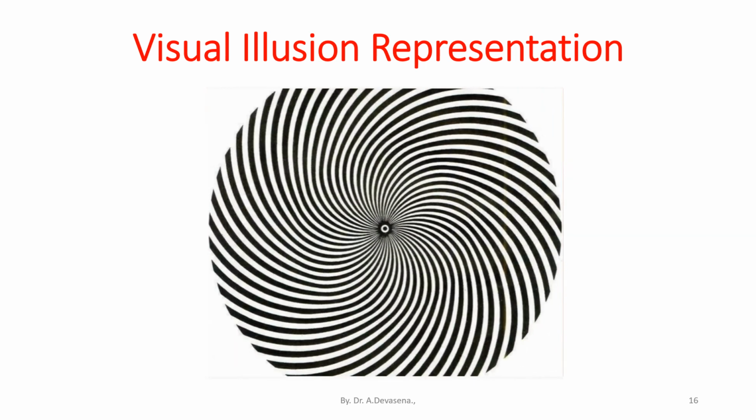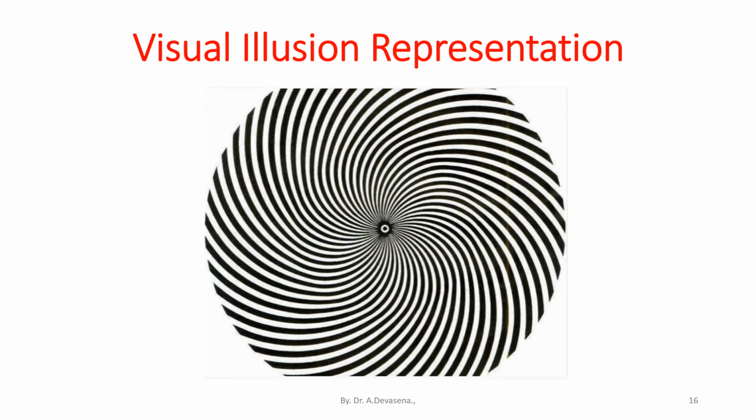Here is a representation of a visual illusion. If you focus on the black dot in this picture, that is the center part of the image, for a few more seconds, we feel that the entire picture is revolving. That is, we may feel movement occurring in this picture. This process is represented as a visual illusion.